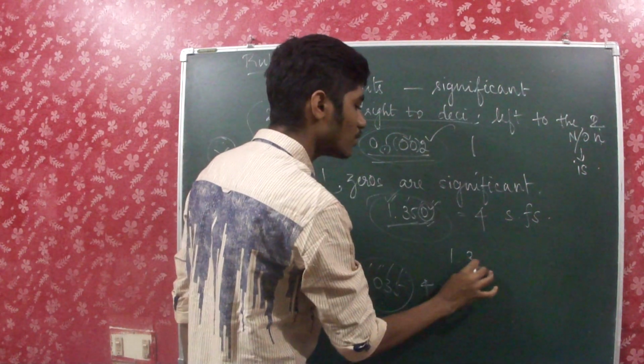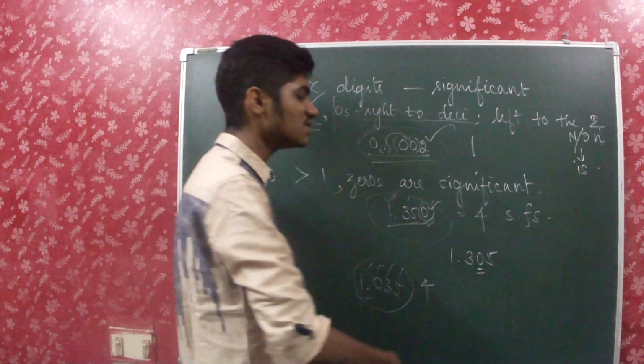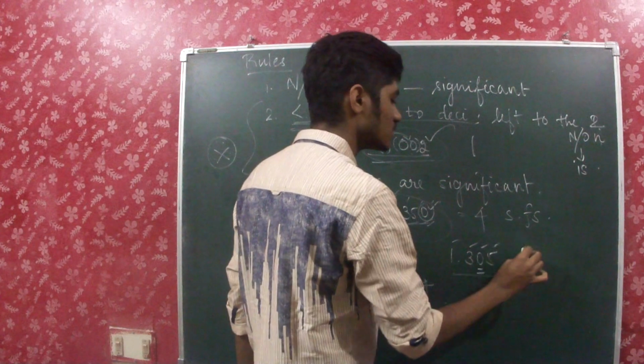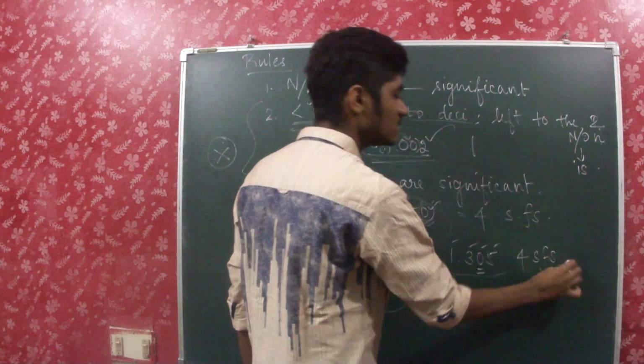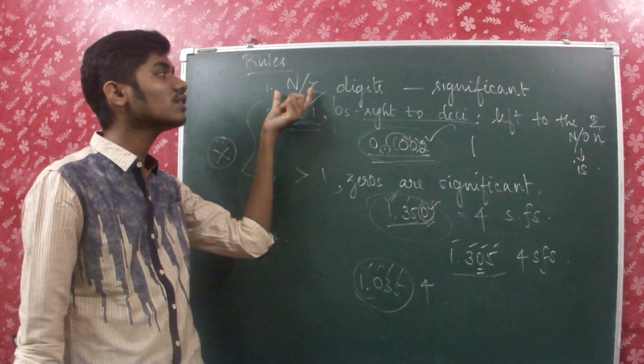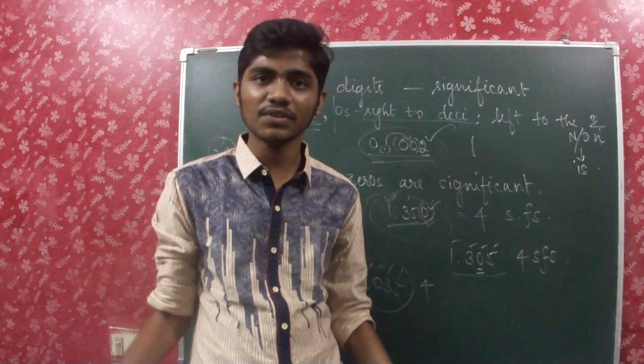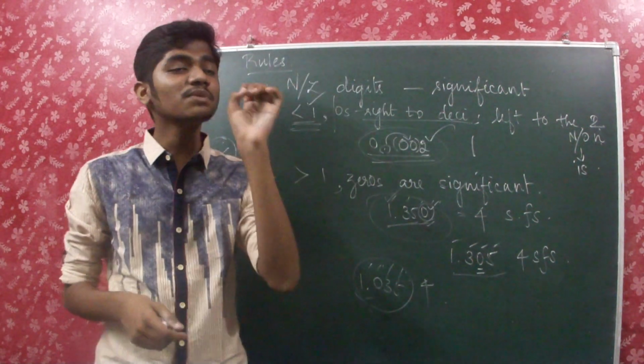At the same time, if it's 1.305, as the 0 is present between the two non-zero digits, all the 4 must be considered here also. So there are 4 significant figures in this number also. So these are the basic rules. Once again we'll revise. All the non-zero digits, wherever they are present, are significant. So the problem comes with only 0.